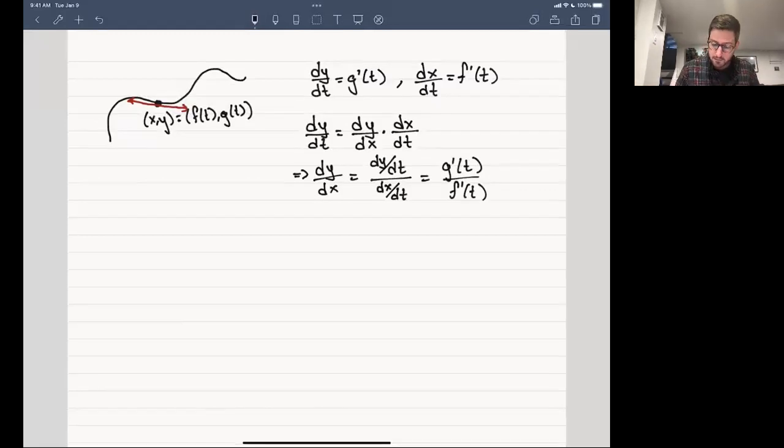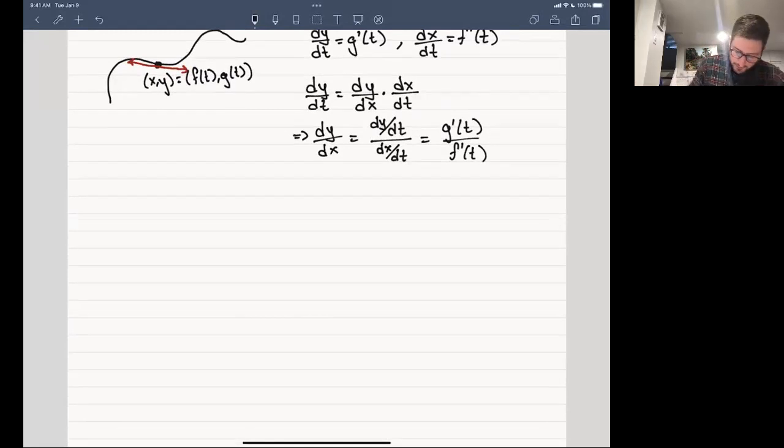Okay, so then how do we do this in practice? Let's take a look at an example. So let's say find the tangent to the curve.